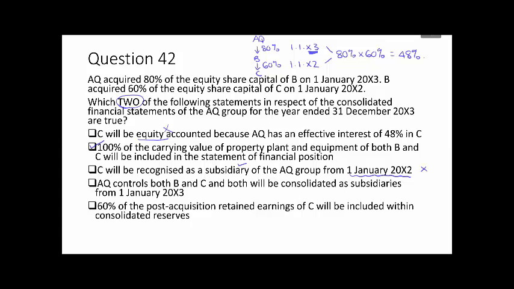The fourth is that AQ controls both B and C and therefore will be consolidated as subsidiaries, that's what we just said, with effect from 1st of January 20X3. That's the correct date. This statement would appear to be correct. So hopefully the last one is incorrect, which says that 60% of the post-acquisition retained earnings of C will be included within consolidated reserves. In actual fact, within those consolidated reserves, we will make use of this 48% here, and so no, it wouldn't be 60% that we would be including.